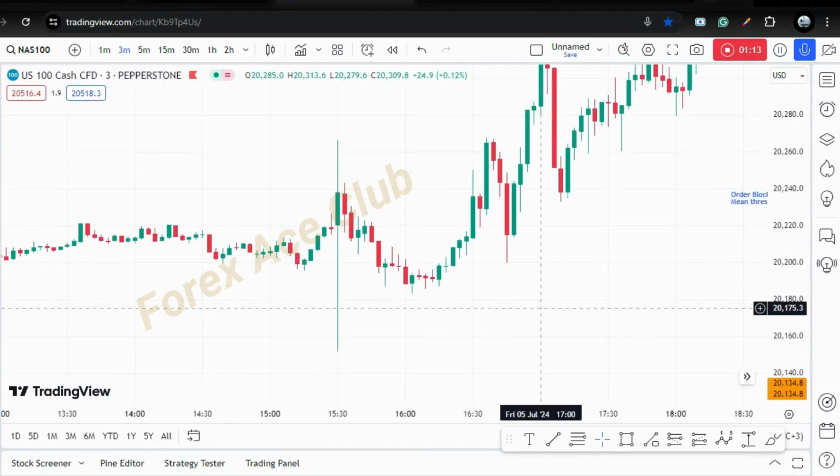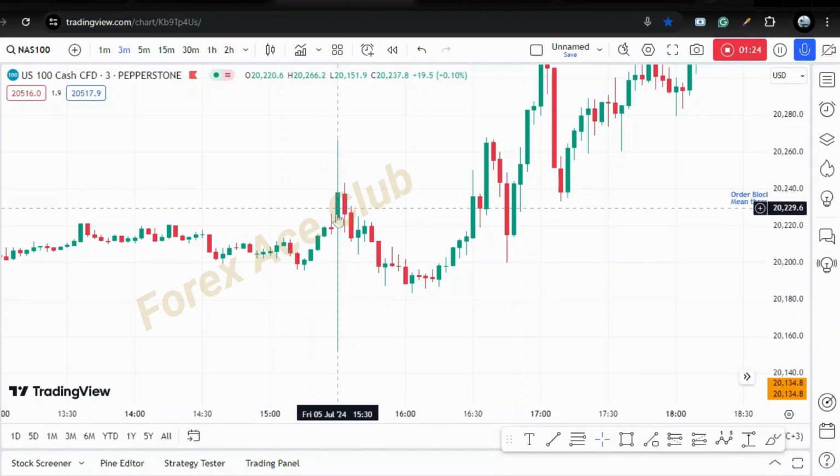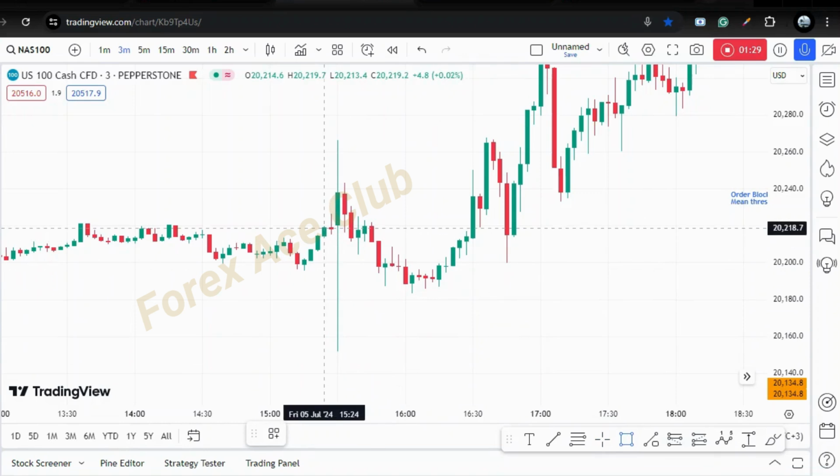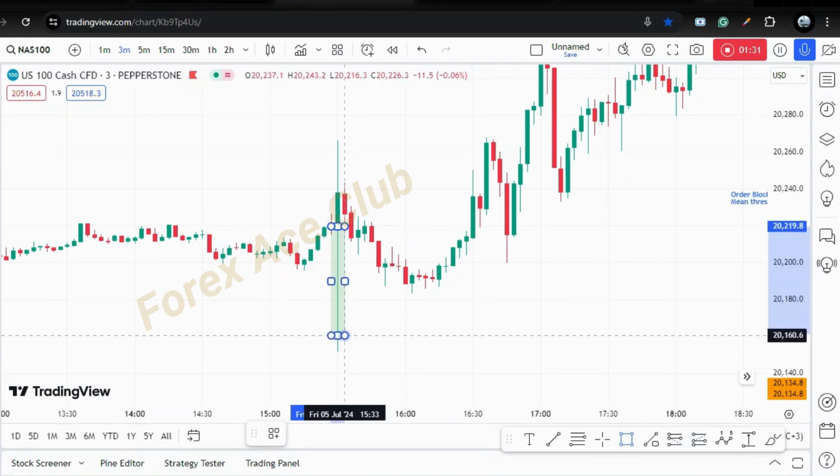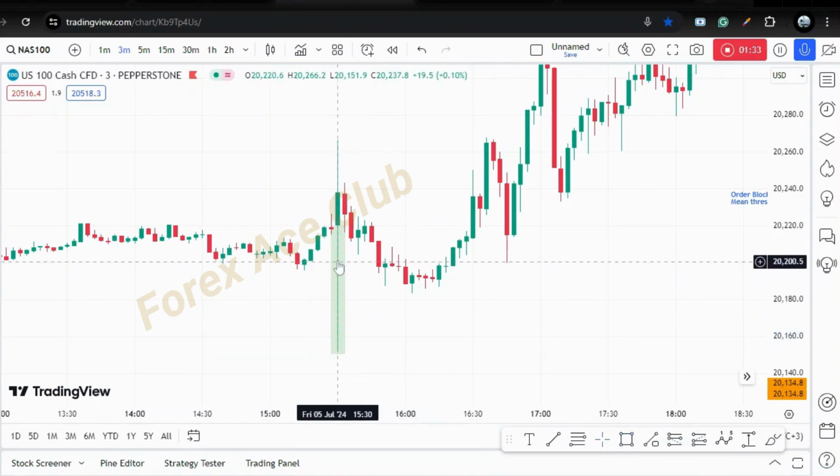After the NFP news release, I don't usually trade the actual news release. That's at 3:30 Kenyan time. I usually trade after news. So the moment the news was released, you can see it formed a very long wick. This is the wick in between the rectangle. So this green line, that's the wick in between this rectangle.